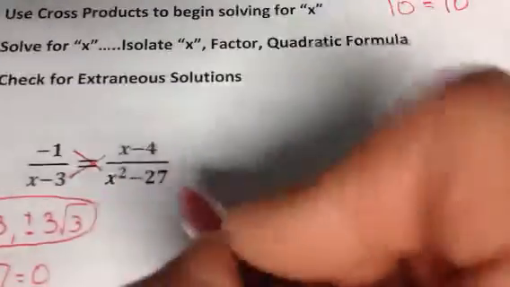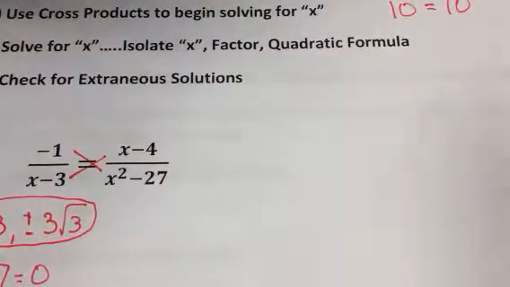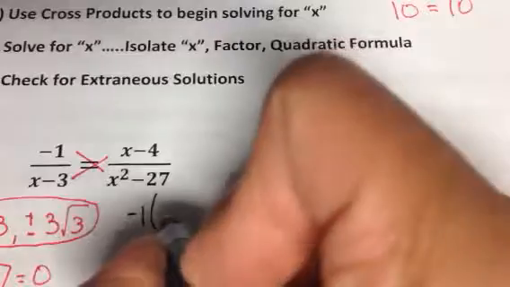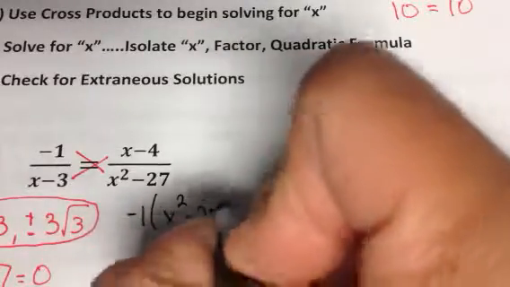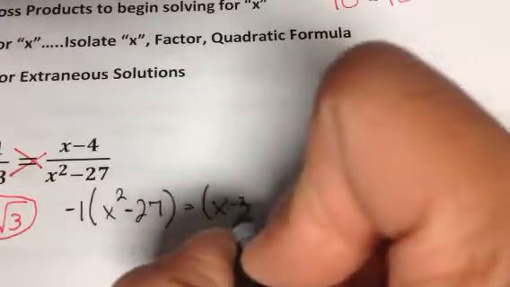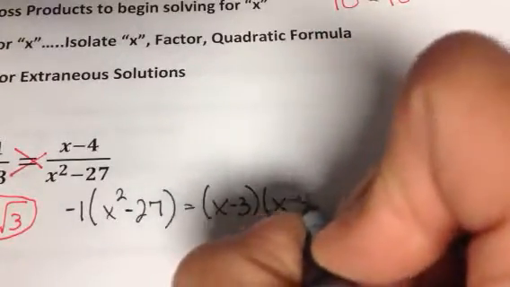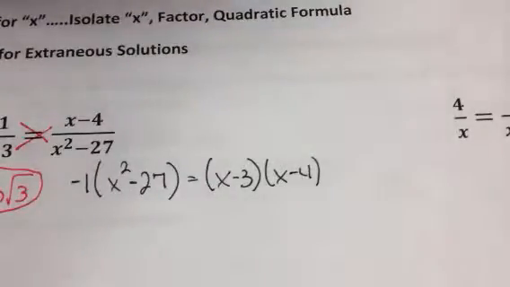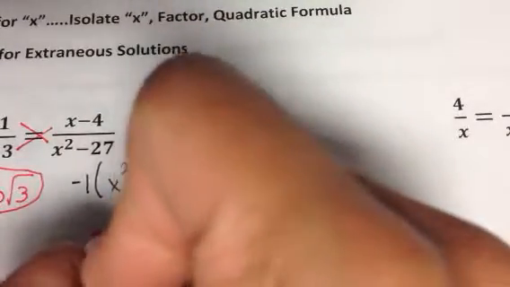So first I'm going to take -1 times x squared minus 27, and then I'm going to take x minus 3 times x minus 4, wrap them in parentheses, and then it's just different math on both sides. Here I'll distribute the -1 in.